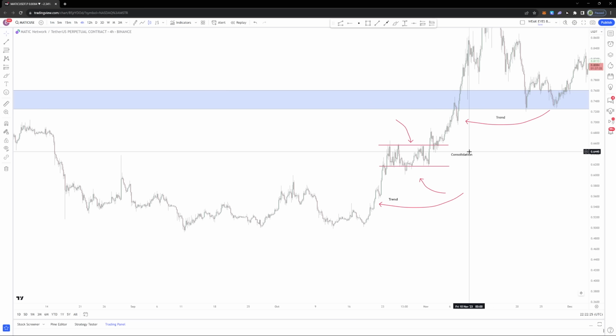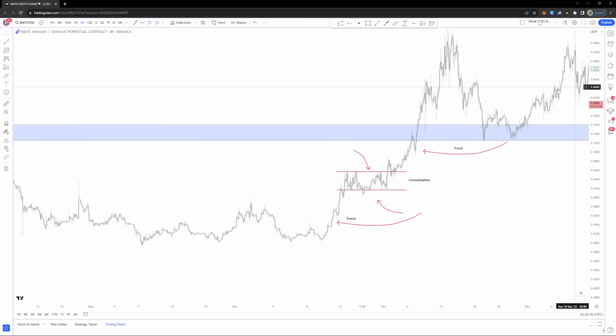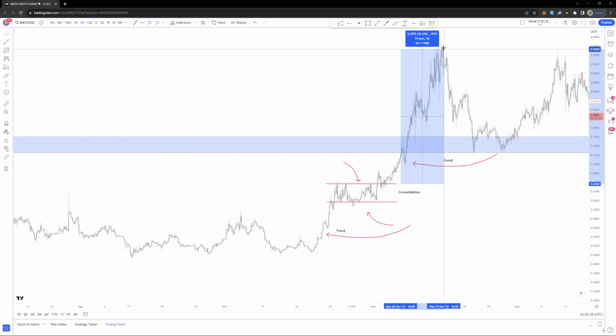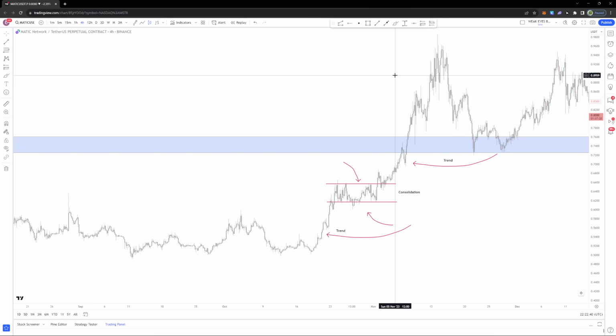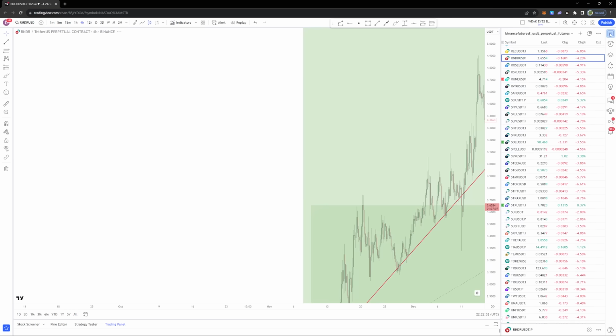Matic is a nice example on the 4 hour of something that does give a retest back into the zone and then does move away very aggressively afterwards and puts in a significant move after the consolidation. This is a nice example of this as well. It actually gives a better post-consolidation move than it did leading up to the consolidation. So a very good opportunity market to position for. Another one that we've got is Render on the higher time frames, on the daily time frame here.